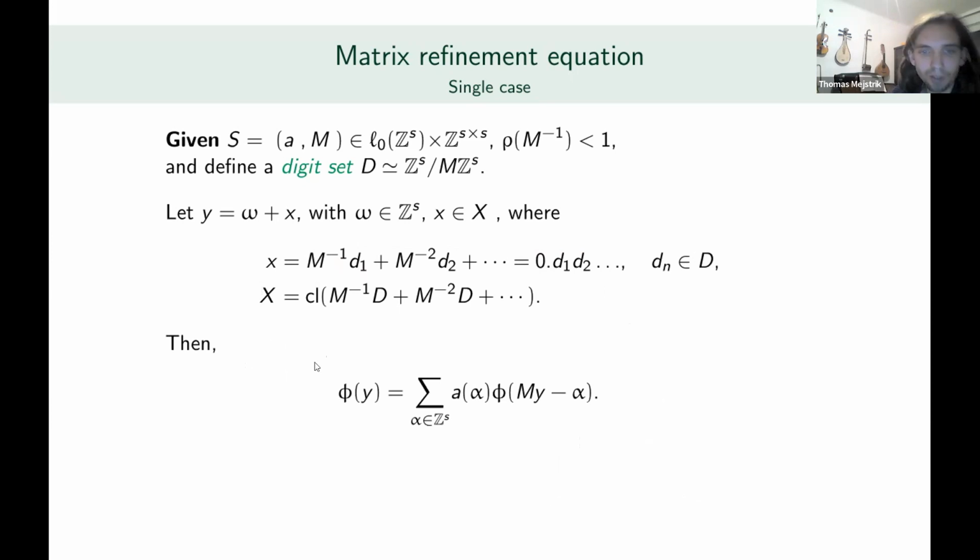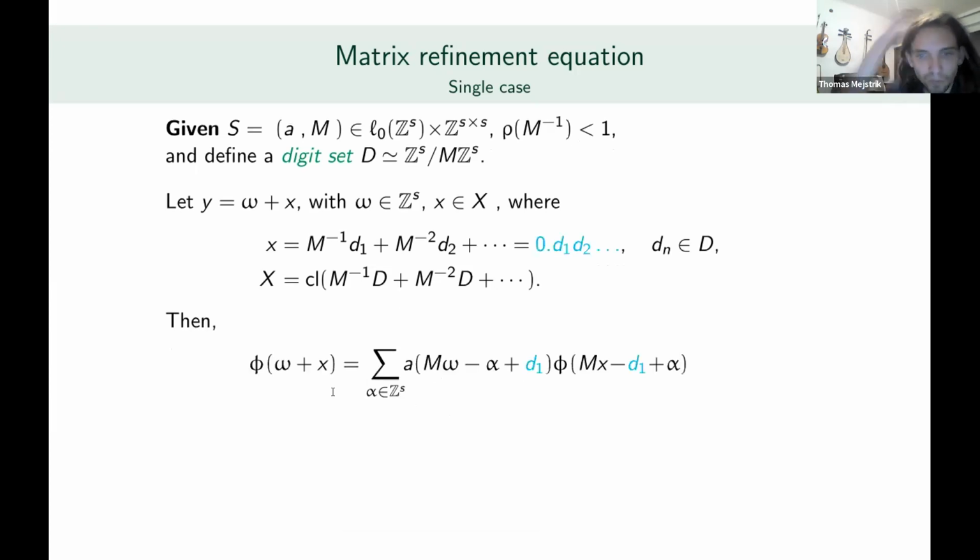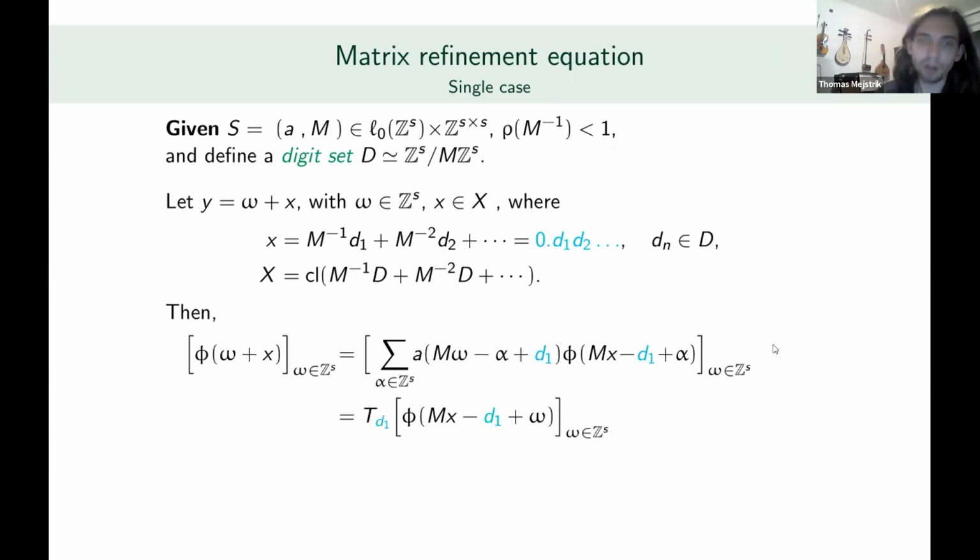We have a look at the self-similarity equation. So phi is a finite sum of shifts and dilates of itself. First we plug in omega plus x for y and make a trick by adding and subtracting d1 and shifting the minus d1 to the mask. This was nothing but algebraic manipulation. And now we let omega run over all integers. So we have an equation of vectors now. This is an infinite vector.